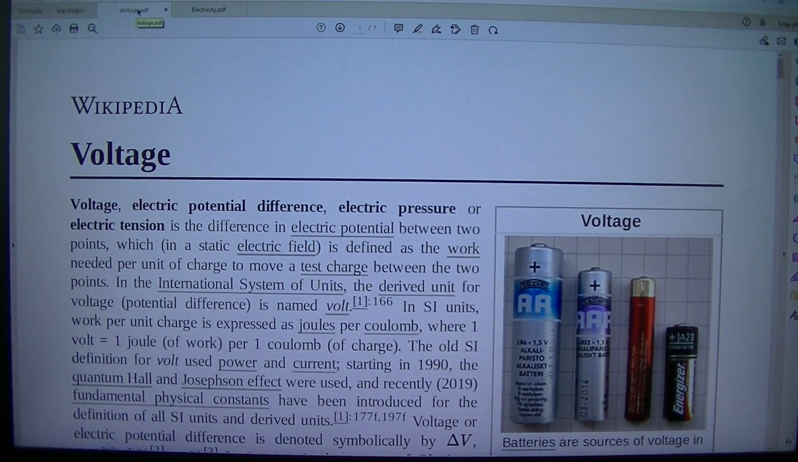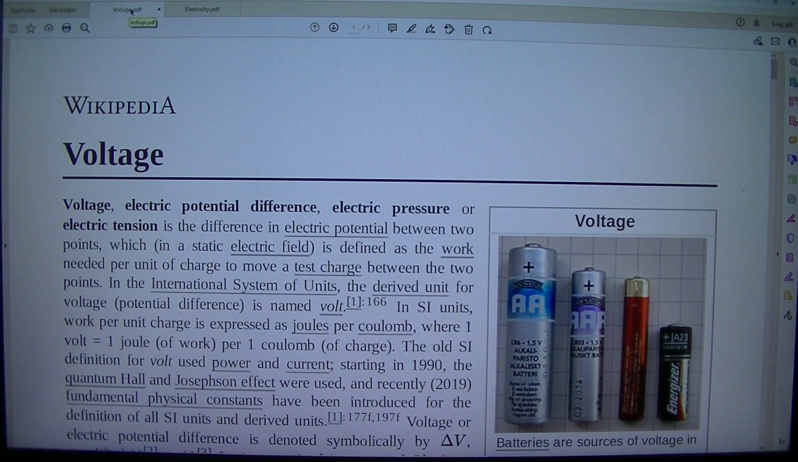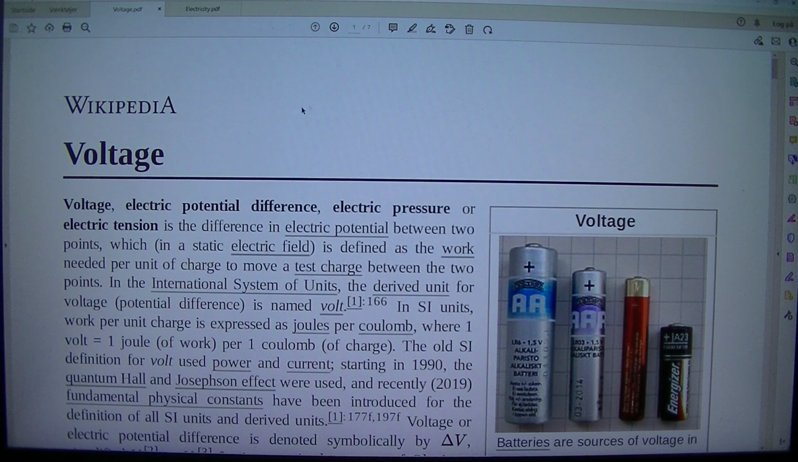But some people can remember what they're reading. I cannot do that anymore. When I read this and you ask me what is voltage, I will probably not be able to explain what it is.